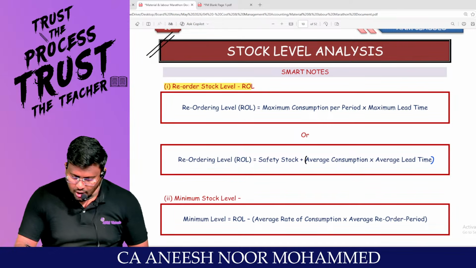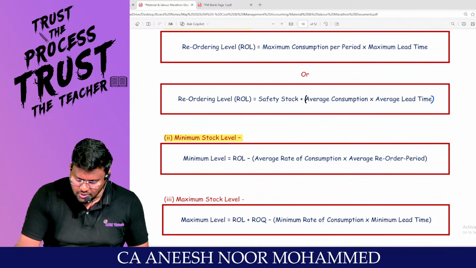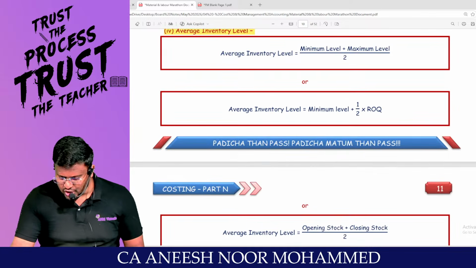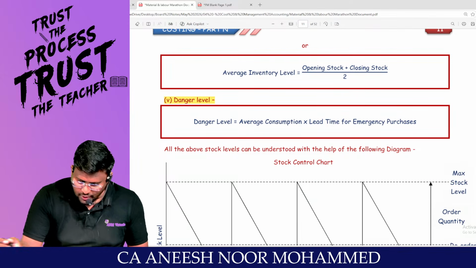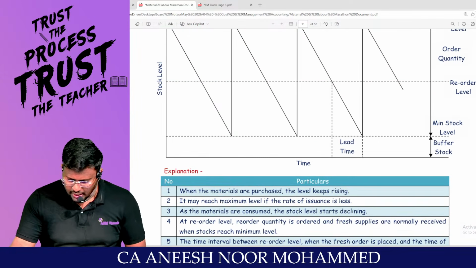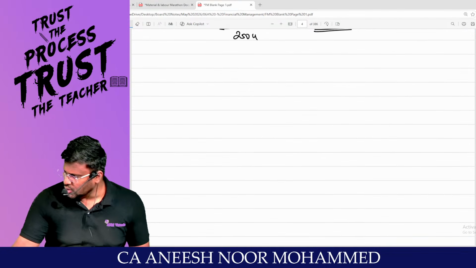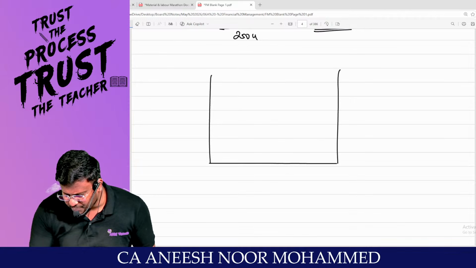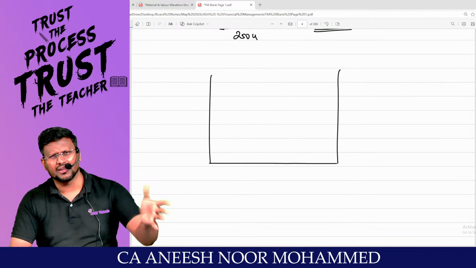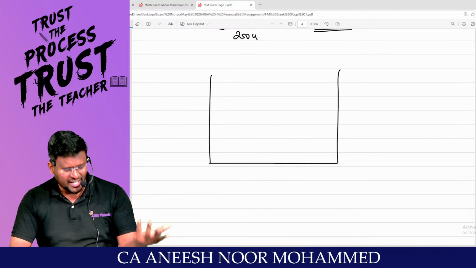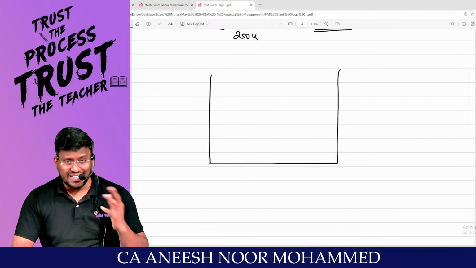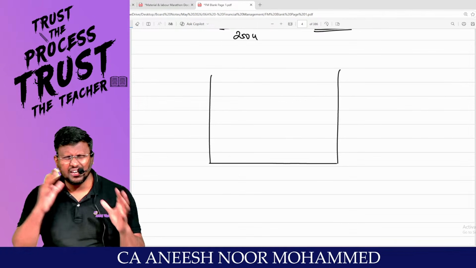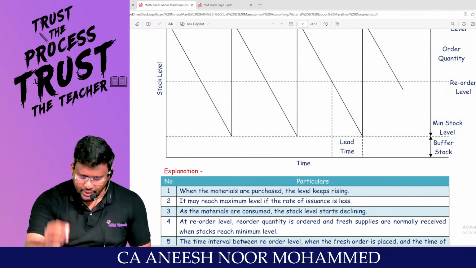We are having reorder level, minimum stock level, maximum stock level, average stock level, and danger level also. That means if you take a particular stores ledger, my dear lovable students, let us take the sugar dabba in the kitchen. Amma is maintaining sugar dabba, rice dabba, dal dabba. There are different forms of stocks. You just understand like that.